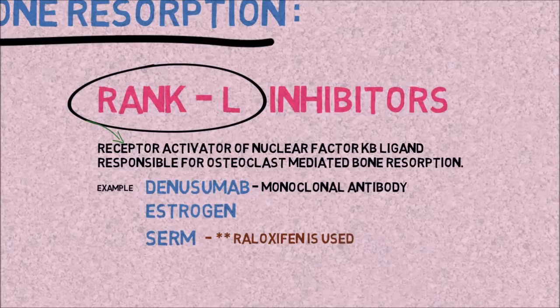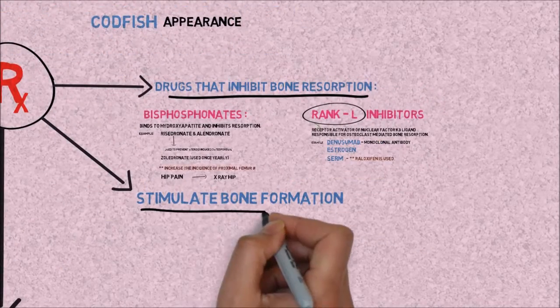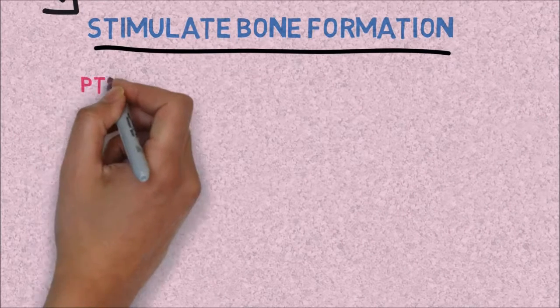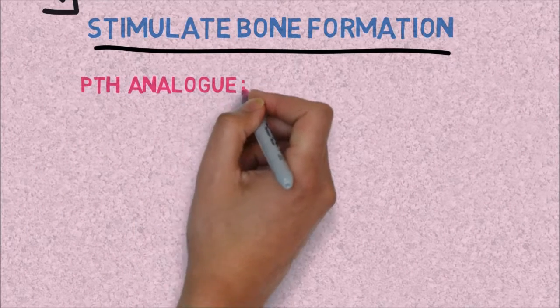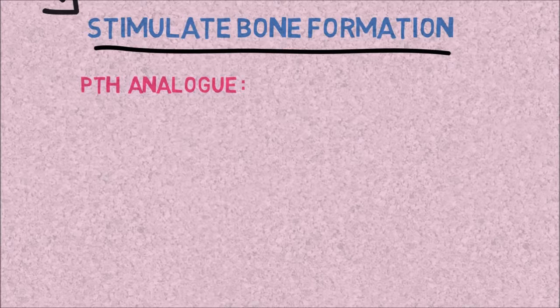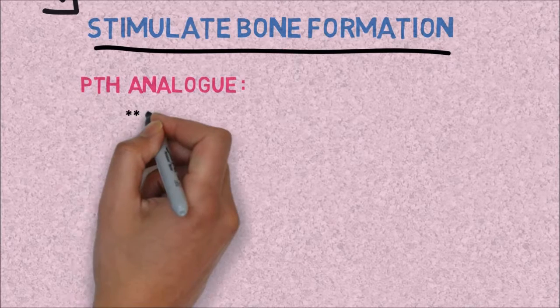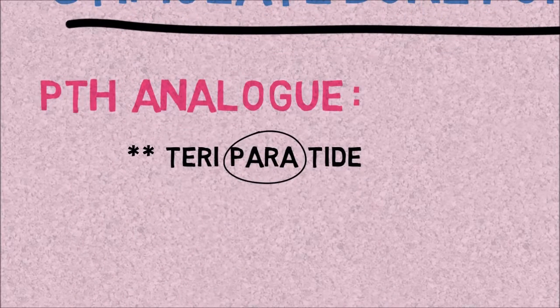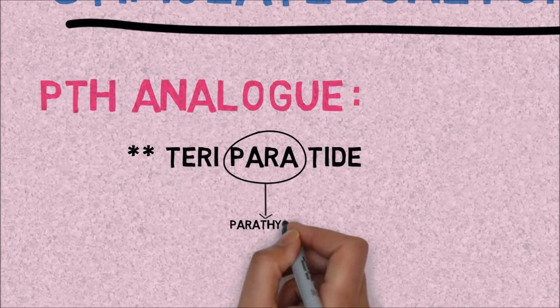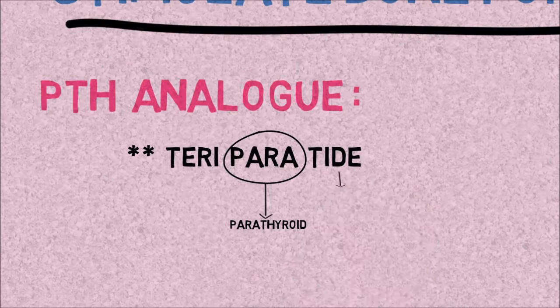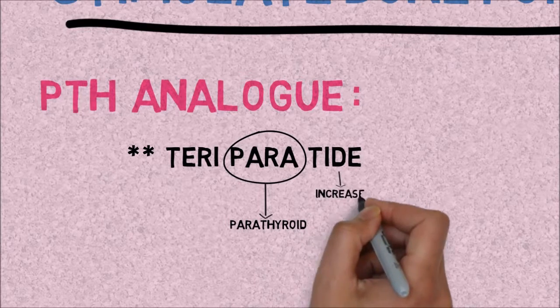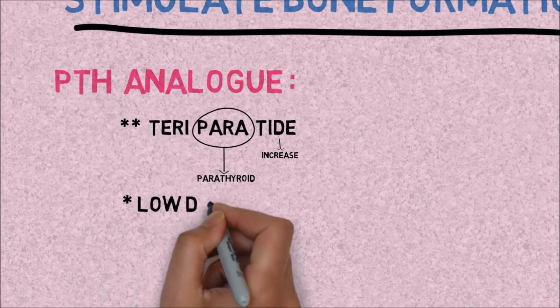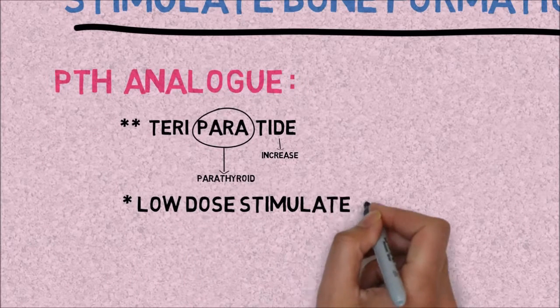Now coming to the drugs that stimulate bone formation, the first one is PTH analog or the parathyroid analog. As we discussed earlier, low dose of parathyroid increases the osteoblastic activity. For example, teriparatide is a PTH analog. To remember this easily, you can consider para for parathyroid and tide for increase. Low doses of PTH analogs are used.